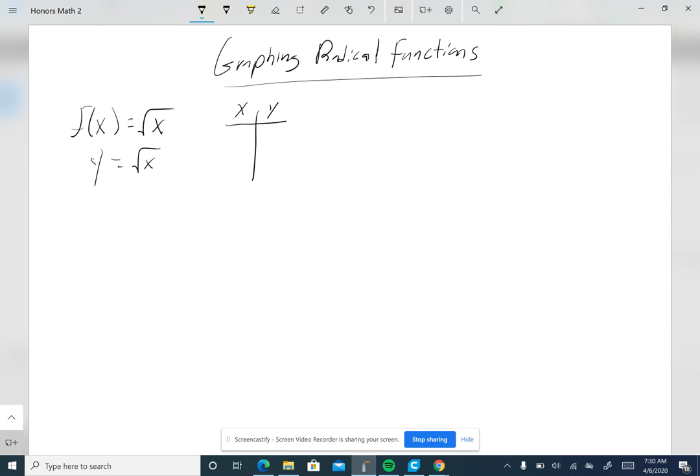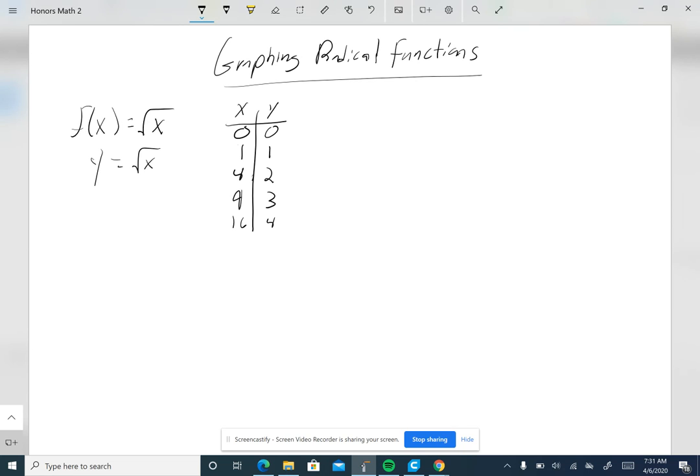So where can we start? What's the square root of 0? 0. Then let's do easy numbers. The square root of 1 is 1. The square root of 4 is 2. I'm just doing perfect squares on this side. Square root of 9 is 3. The square root of 16 is 4, and so on. And this is a table that's going to represent these functions.